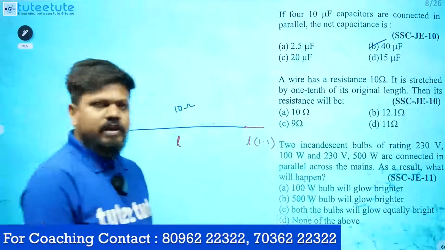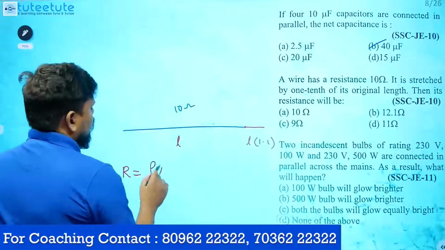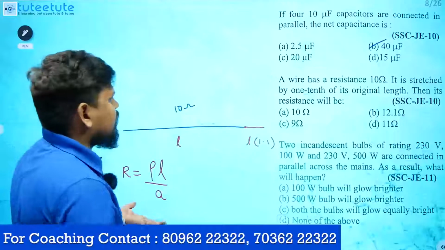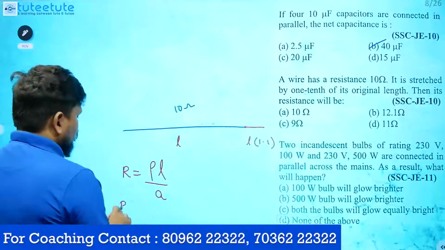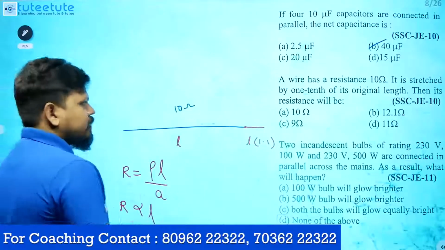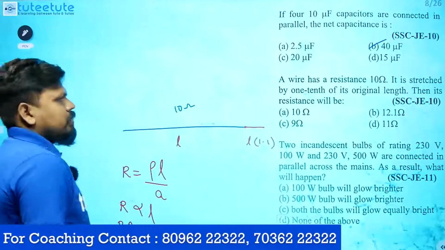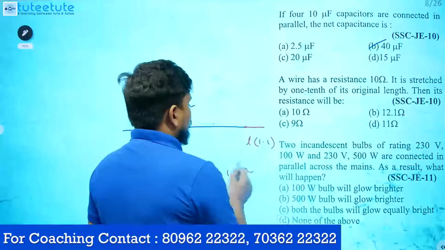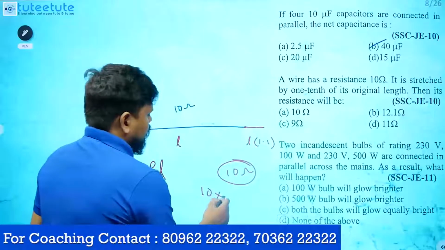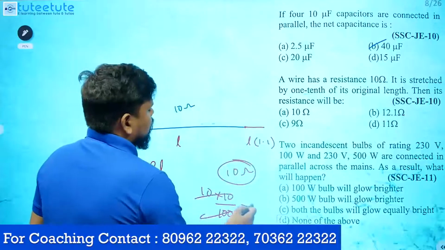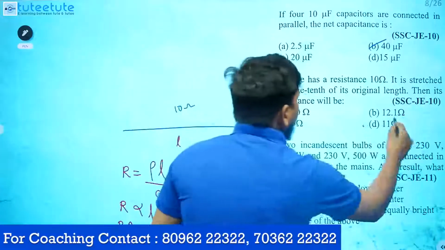Then what they are asking is its resistance. The resistance formula is R equals rho L divided by A. They have not mentioned any change in the area, so only the length is increasing. R is proportional to length, and the length is increased by 10%, so the resistance also increases by 10%. Previously the resistance is 10 ohms. 10 into 10% divided by 100 means you will get a 1 ohm increment. So in total 10 plus 1 is 11 ohms. That's it, 11 ohms is the answer for this question.